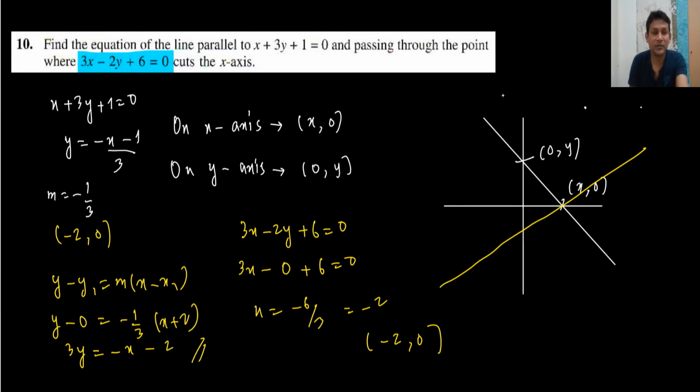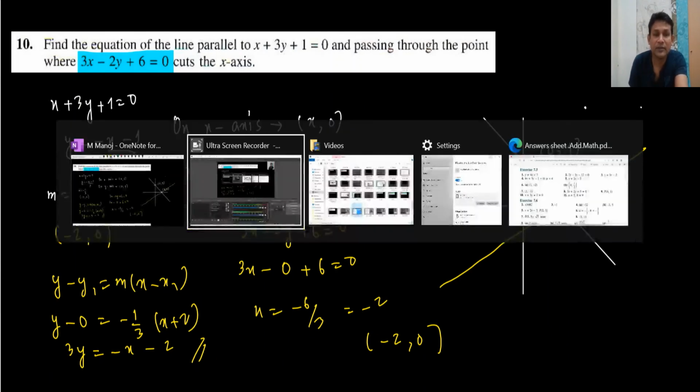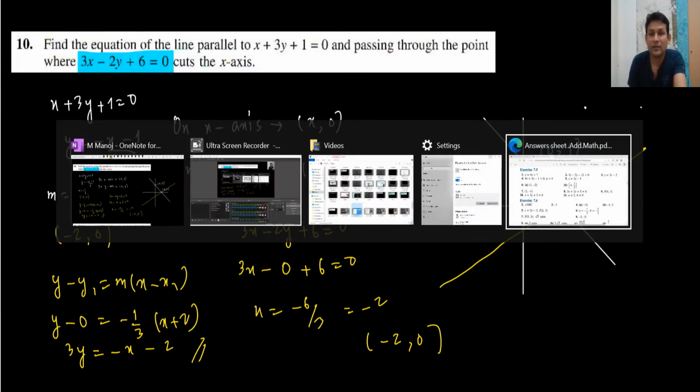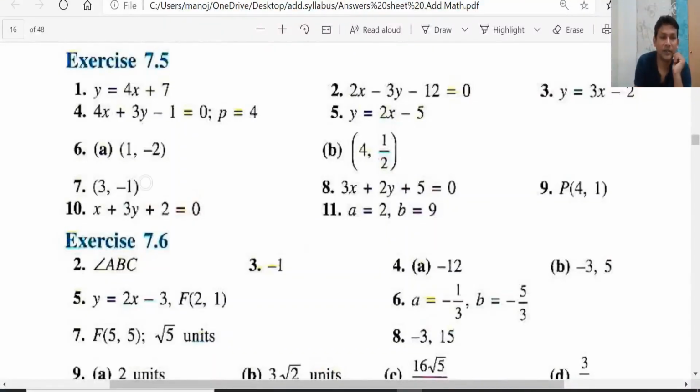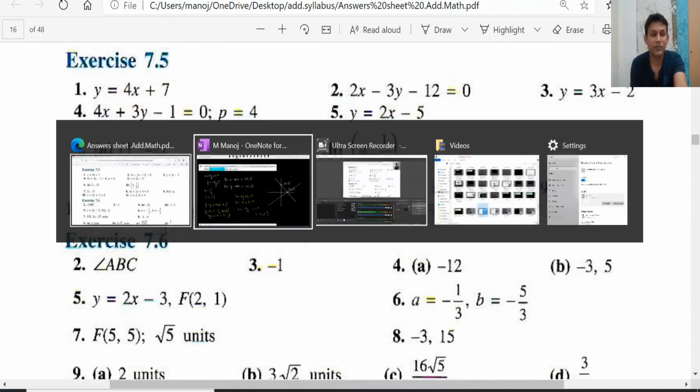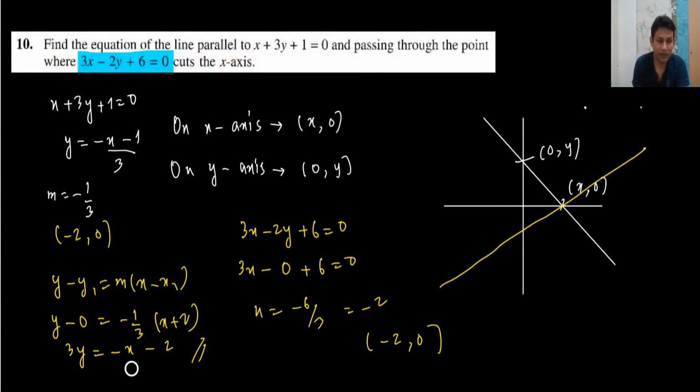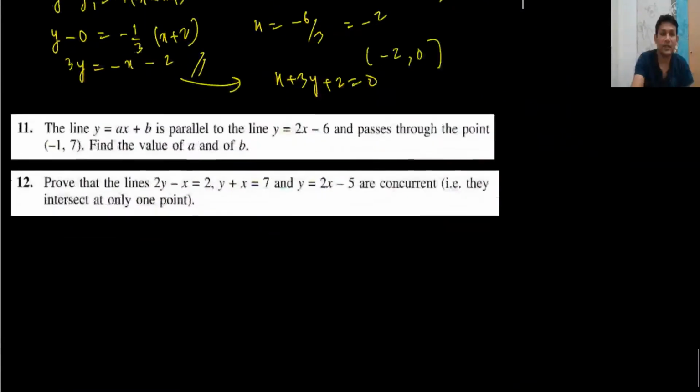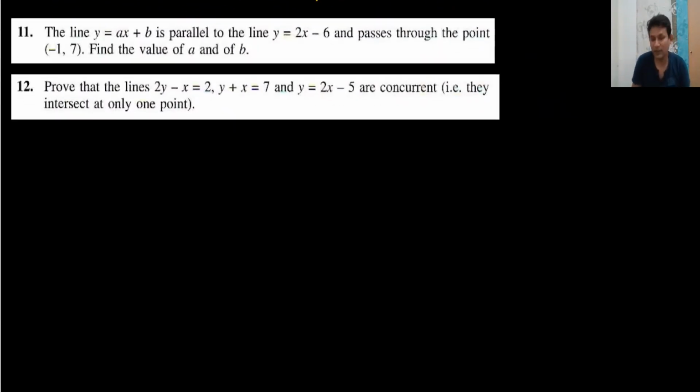Let's check the answer of question number 10. Yes, question number 10 is here: x plus 3y plus 2. If you want to write this, x plus 3y plus 2 equal to 0 is the same. We have done it right, perfectly good. So next are question numbers 11 and 12.